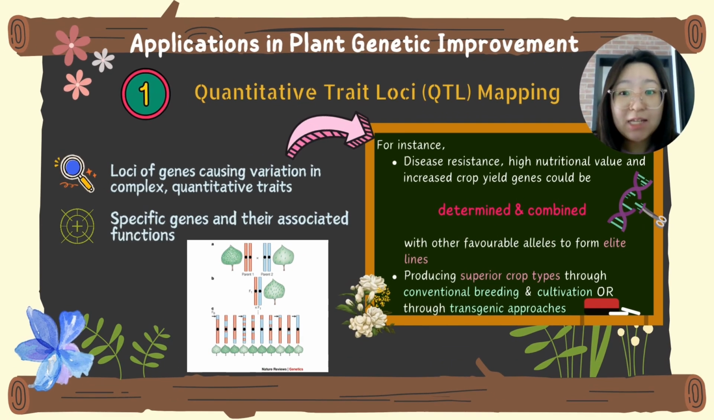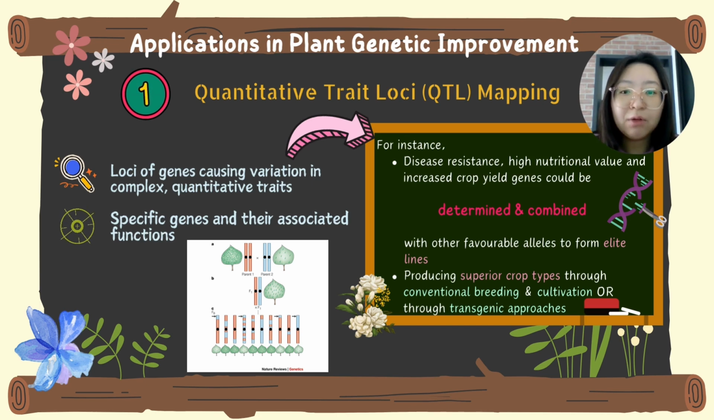In plants, Sanger sequencing has contributed to quantitative trait loci mapping, which aims to identify the loci of genes causing variation in complex quantitative traits. This loci identification method helps in pinpointing specific genes as well as their associated functions. For instance, genes which encode desirable traits such as disease resistance, high nutritional value, and increased crop yield could be determined and combined with other favorable alleles forming elite lines.